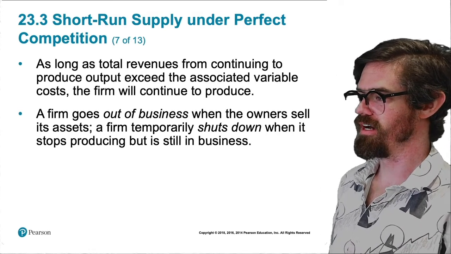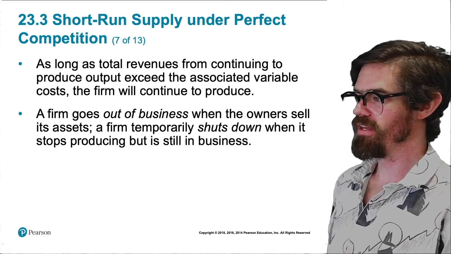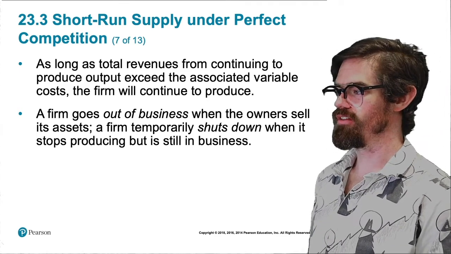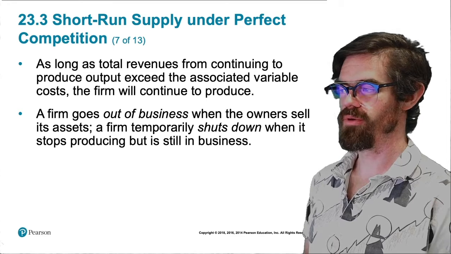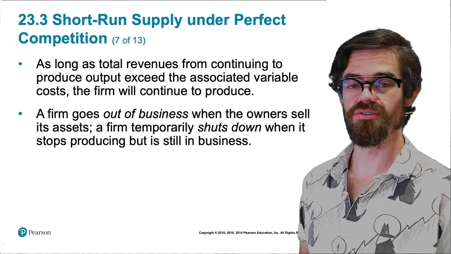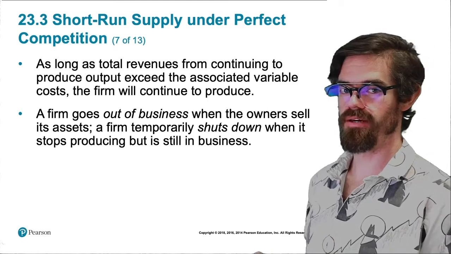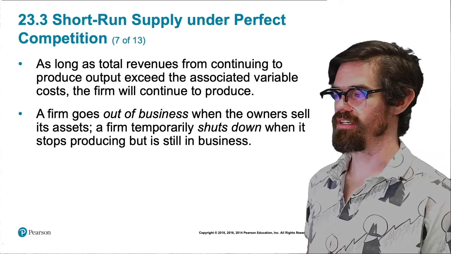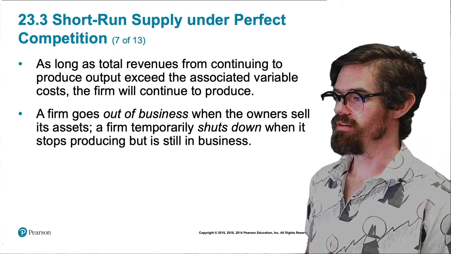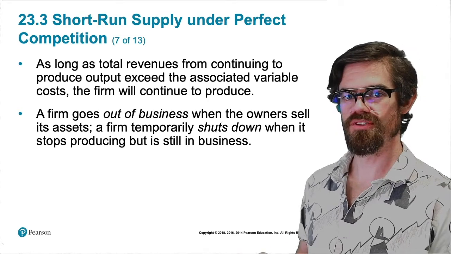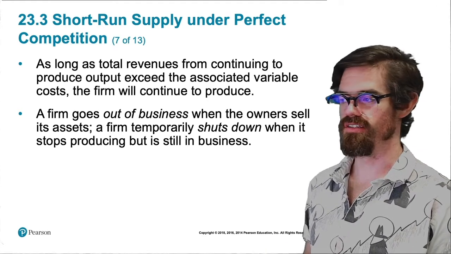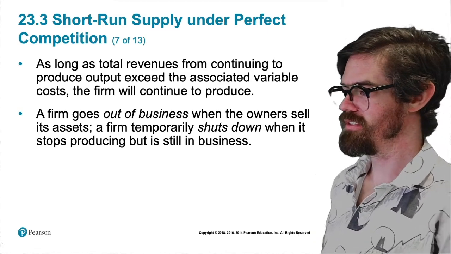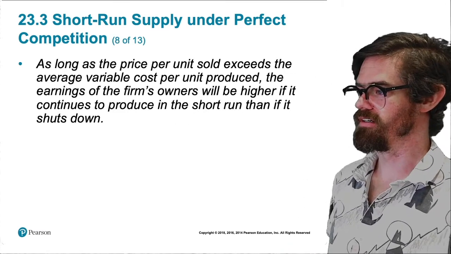So what is the answer then? How does it depend on these things? As long as total revenues from continuing to produce are greater than variable costs, then the firm continues to stay open and produce even though it's losing money. Okay, so that might be somewhat confusing to you at first. We'll talk more about why that's the case. Now, if the firm's not able to make enough money to cover its variable costs, then it wants to shut down, at least temporarily, perhaps. Okay, so that's what we're going to look at here next.